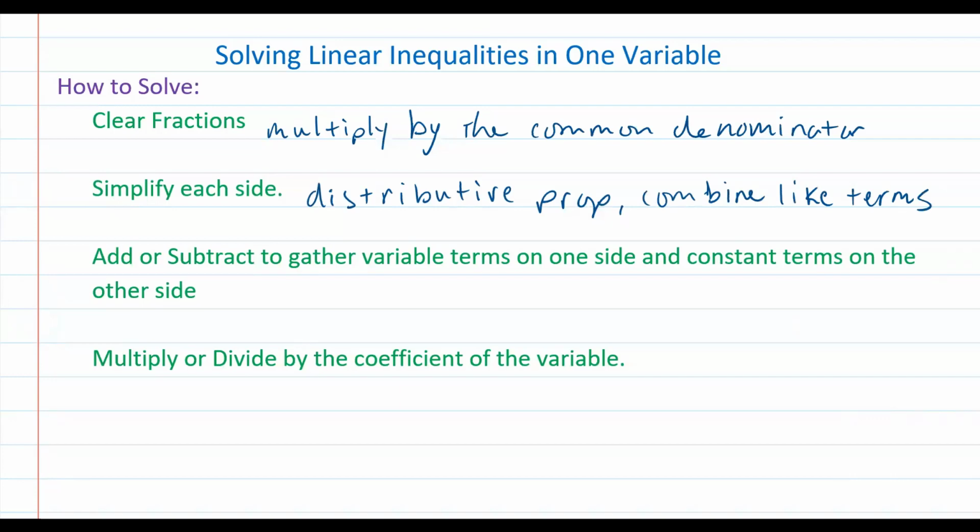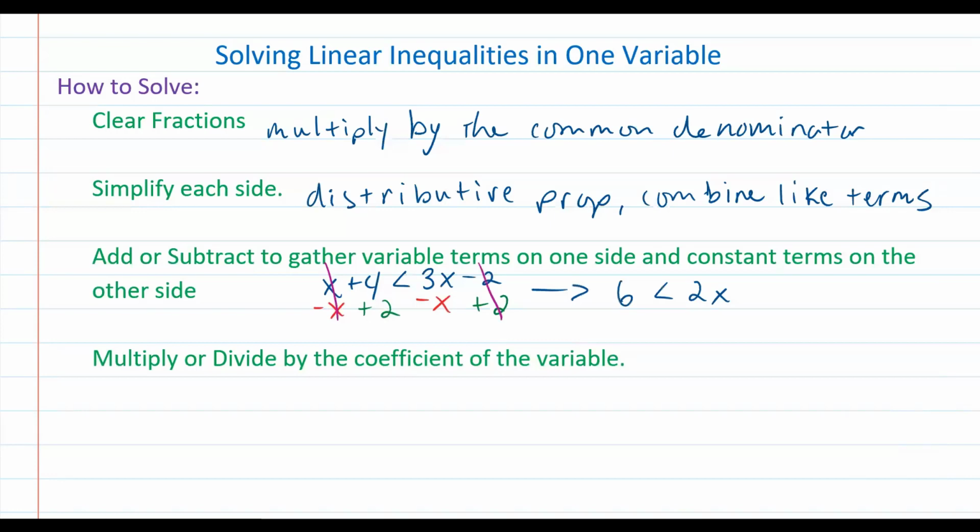Next, we're going to add or subtract to gather variable terms on one side and constant terms on the other side. In other words, if I have x plus 4 is less than 3x minus 2, I would like to gather all my variable terms on one side of the inequality and all my constant terms on the other. So I might subtract x to both sides to put all my variable terms on the right, and I might add 2 to put all my constant terms on the left. Now what this does is it cancels out my x variable term on the left and it cancels out my 2 constant on the right. And what this leaves me with, I'll do it over here to the right, 6 is less than 2x. And so I've got all my variable terms on the right and all my constant terms on the left.